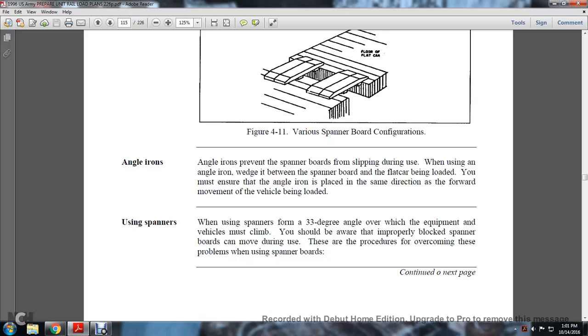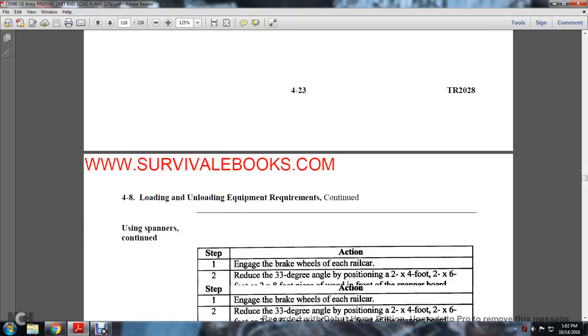Angle irons prevent the spanners from slipping during use. Using the angle iron wedged in between the spanner boards of the flat car being loaded, you must ensure the angle iron is placed in the same direction as the forward movement of the vehicle being loaded. Using spanners with a 33-degree angle over the equipment, vehicles must be equipped. They should be aware of improperly blocked spanners. The boards can move during use. These are procedures to overcome these problems with using the spanner boards.